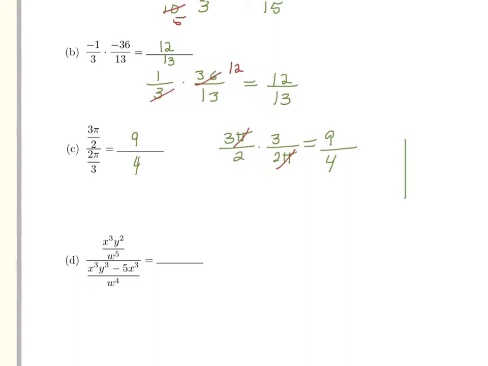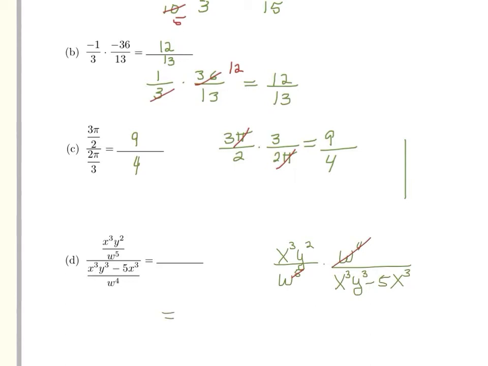And then for part D, let's see, we can write x cubed y squared over w to the 5th, and then we're going to multiply by the reciprocal of that denominator, so w to the 4th over x cubed y cubed minus 5x cubed. So we can see that we can cancel w to the 4th.